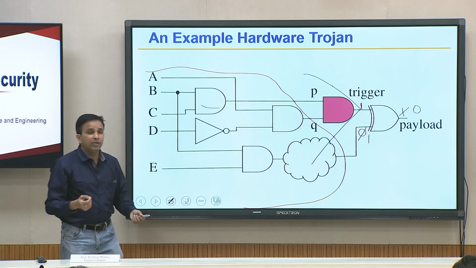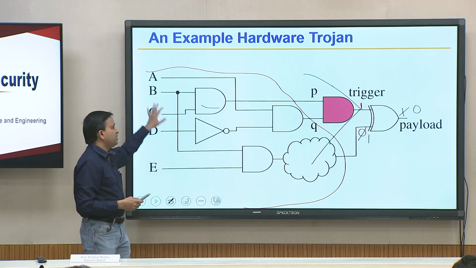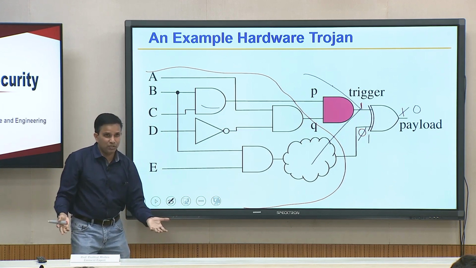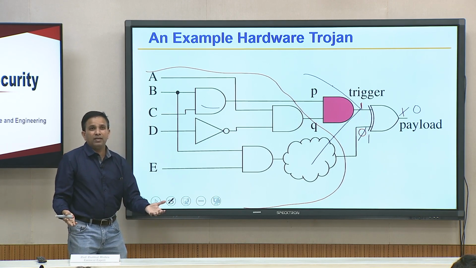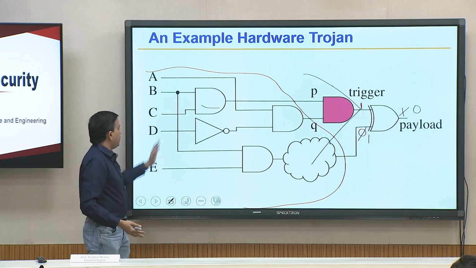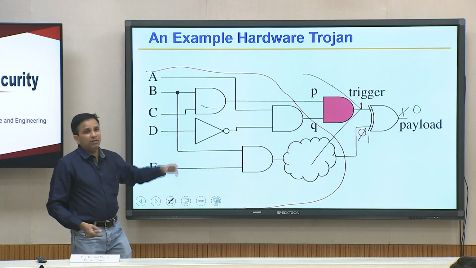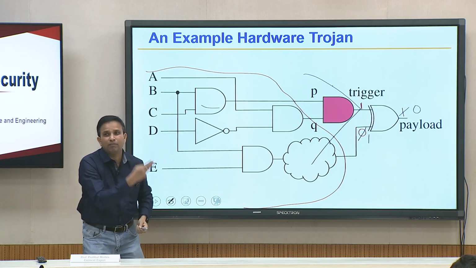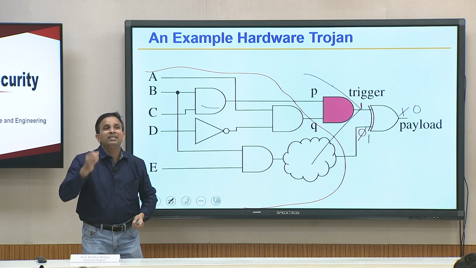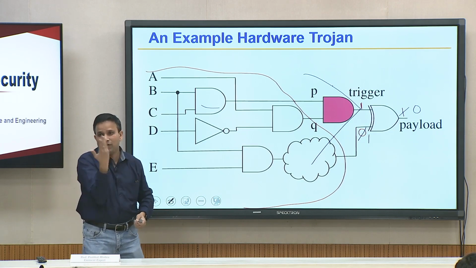The attacker knows that. You and I do not know if we are the verification engineer, because number one, we do not know if there is a Trojan, and even if there is, unless we try all possible combinations, that line will not get activated. The probability of that line getting activated is extremely rare, that is why we call it a rare trigger.